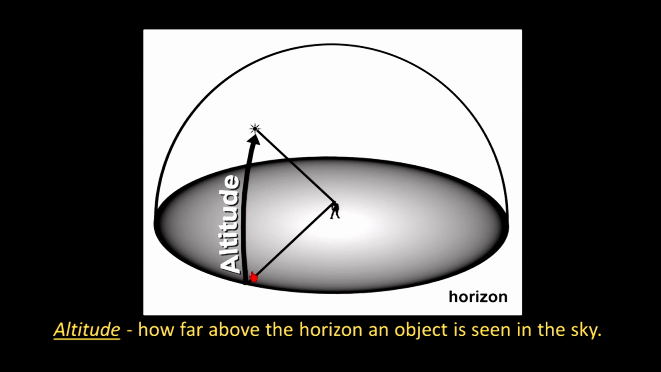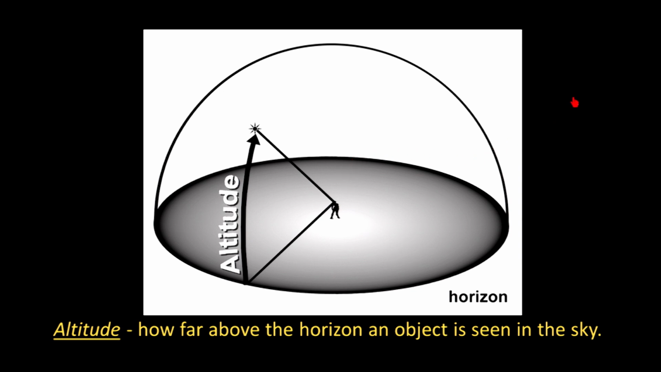And by definition, an altitude of 0 is the horizon, and an altitude of 90 is directly overhead. So 0 is the horizon, 90, and then back down to 0 again. You can't ever have anything greater than 90 or anything less than 0. So the altitude of an object is how far or how high above the horizon it is seen in the sky from your location.